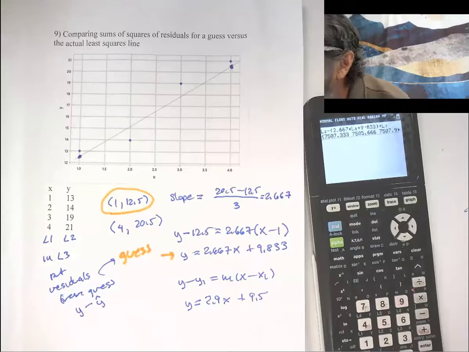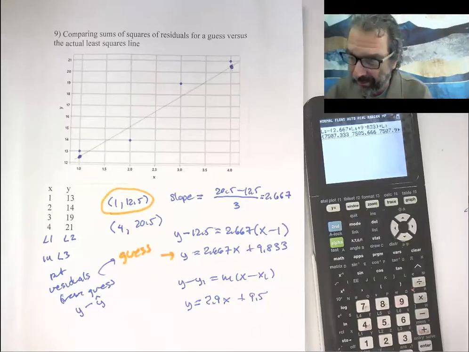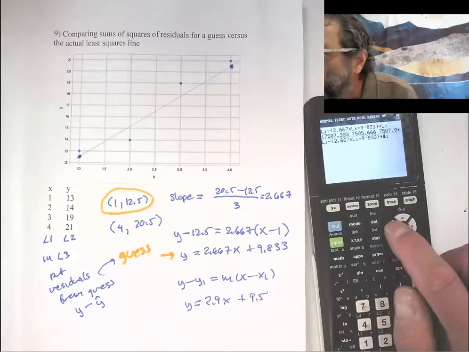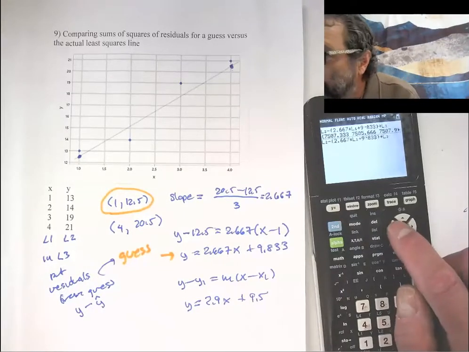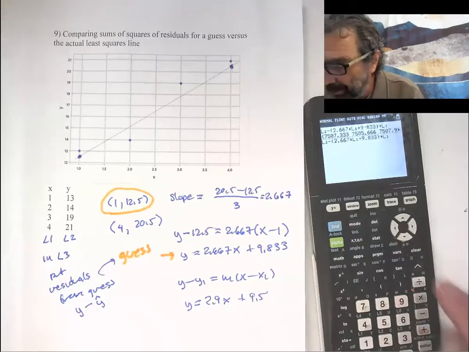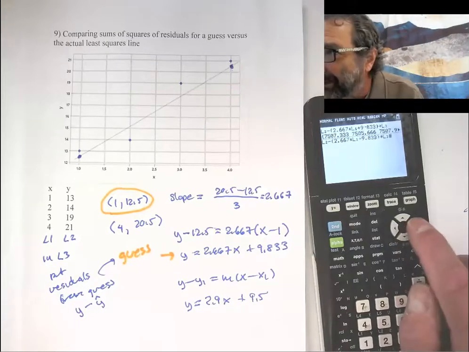I think I typed something. I put 9 minus 833. That's not good. Okay, we'll try second, enter. Come back here. You can retype things. It is really supposed to be 9.833. Okay, and then we're going to store that in list 3.